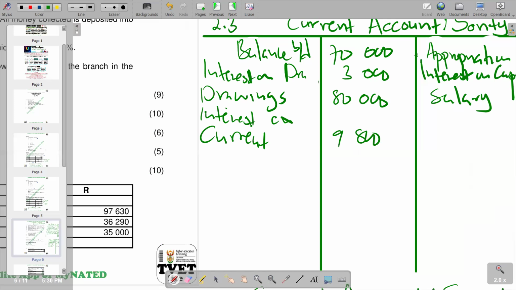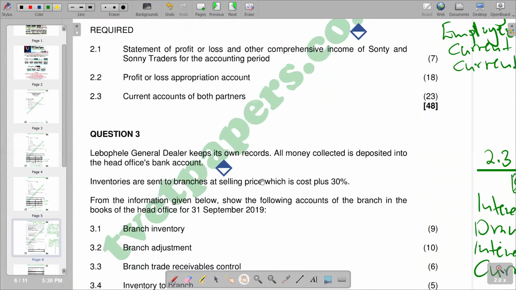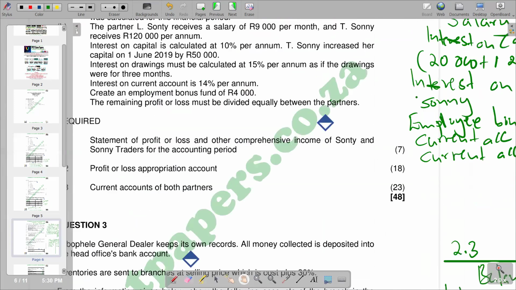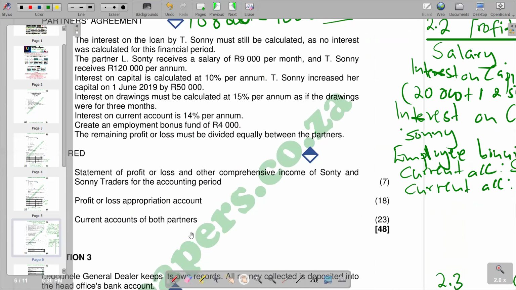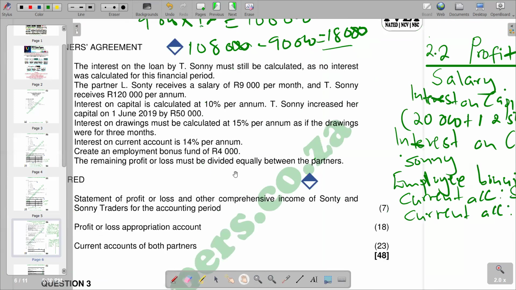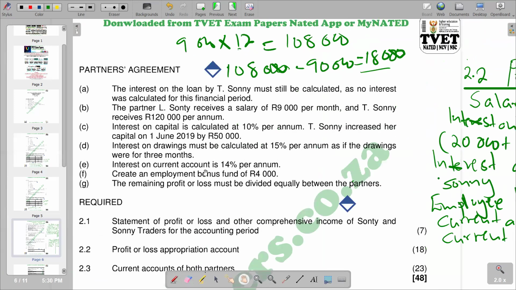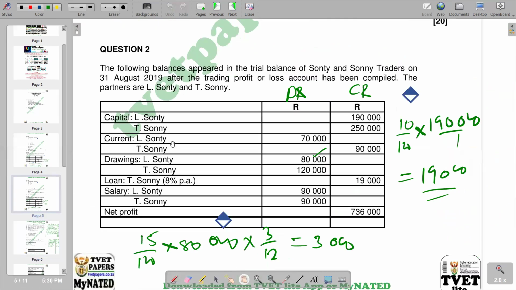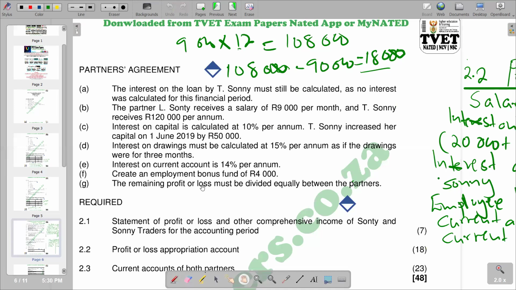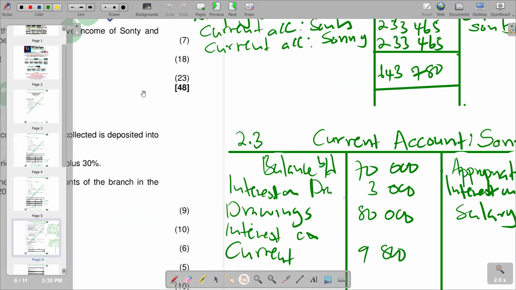But basically, the calculation of that 9,800 is based on the partnership agreement again. We have interest on current is 14% per annum. So basically, we are saying 14% times the current figure, which is 70,000. And you are supposed to get interest on current is 9,800. So this is what we have.